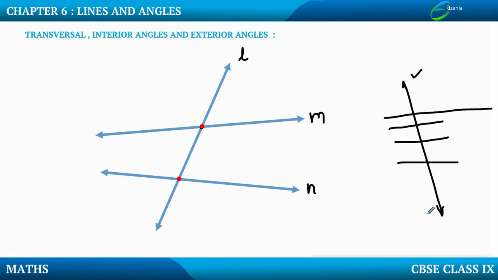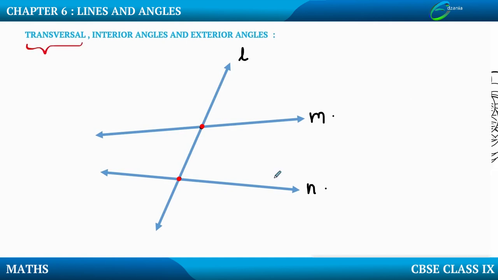So minimum I need three lines. How three lines? Where there would be two straight lines and one straight line will fall on these two straight lines. And that line which falls is called a transversal. Okay. So here what you have to remember is line L is the transversal. Because of the transversal intersecting two straight lines, some angles are formed. They are interior angles and exterior angles.